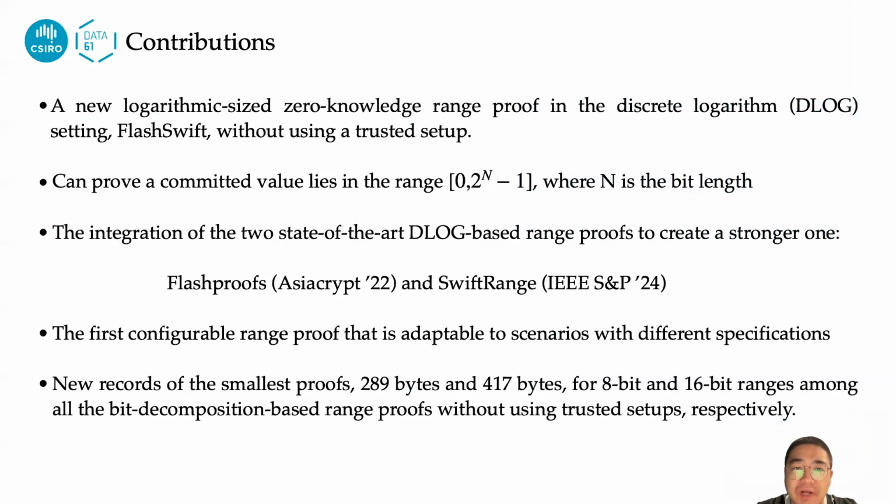In this paper, we developed a new logarithmic-sized zero-knowledge range proof called FlashSwift in the discrete logarithm setting without using a trusted setup. It can prove that a committed value lies in the range between 0 and 2^n minus 1. We integrate the techniques of the two state-of-the-art D-log-based zero-knowledge range proofs, namely Flash proofs and Swift range. To the best of our knowledge, it is the first configurable range proof that is adaptable to various scenarios with different specifications. The configurability allows to trade off communication efficiency for computational efficiency.